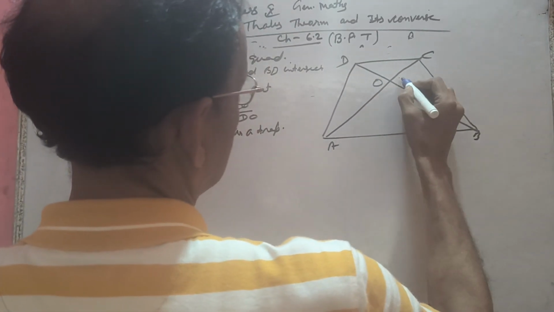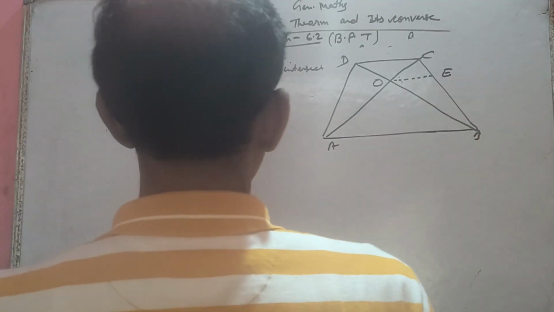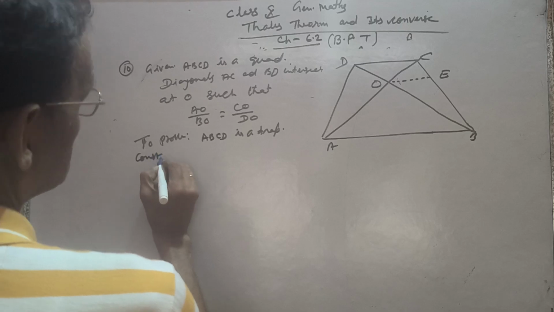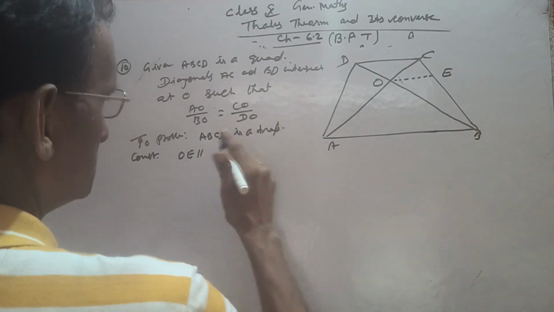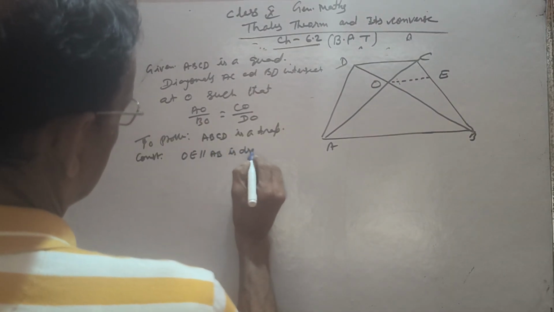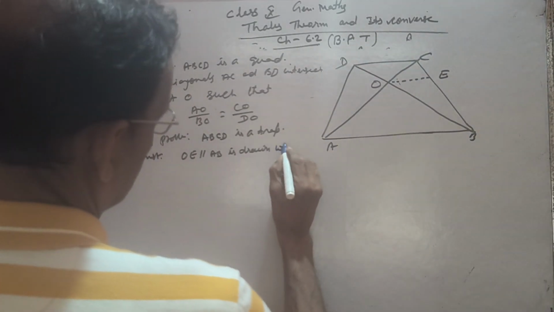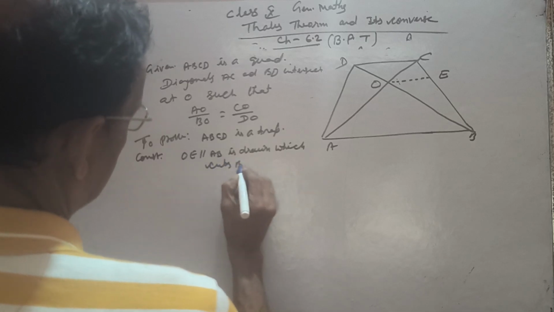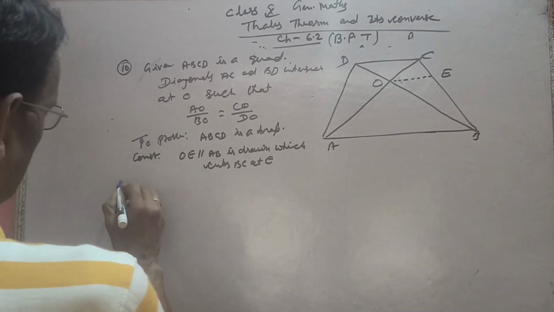The construction is needed somewhere. Draw OE parallel to AB. Construction. OE parallel AB is drawn, which cuts BC at E, we should write. Okay, now proof.